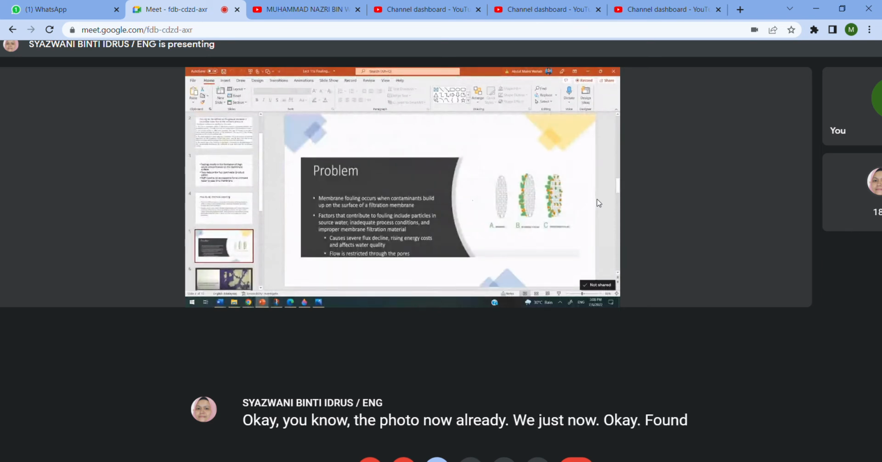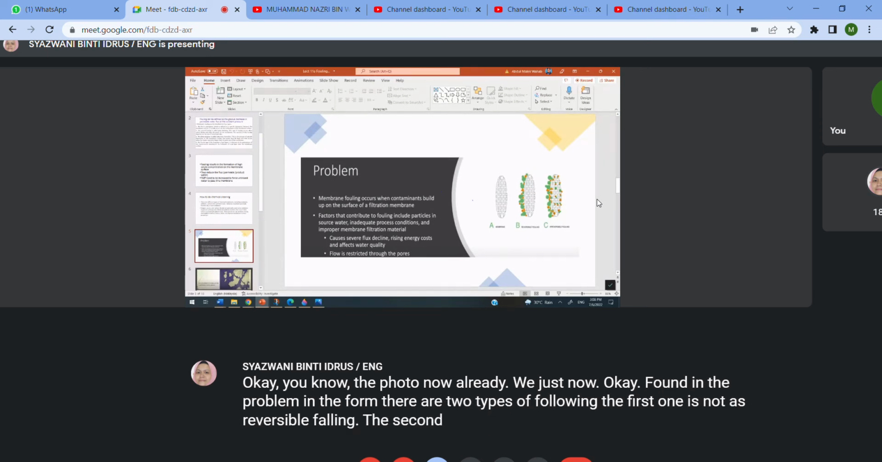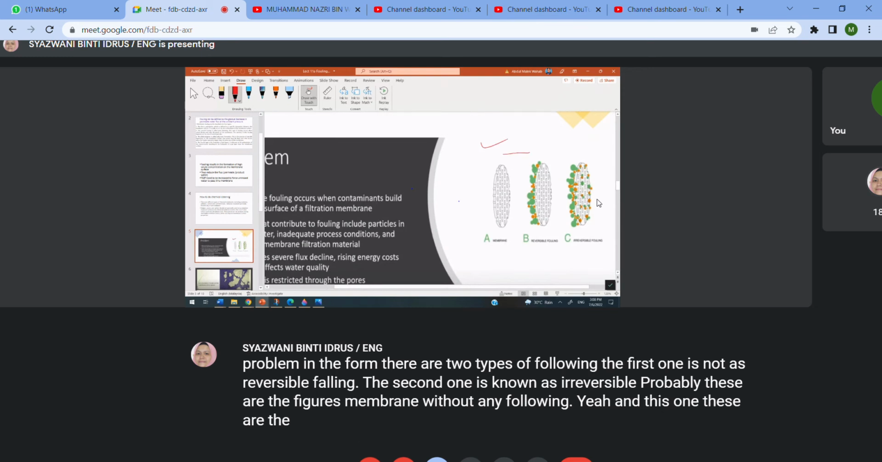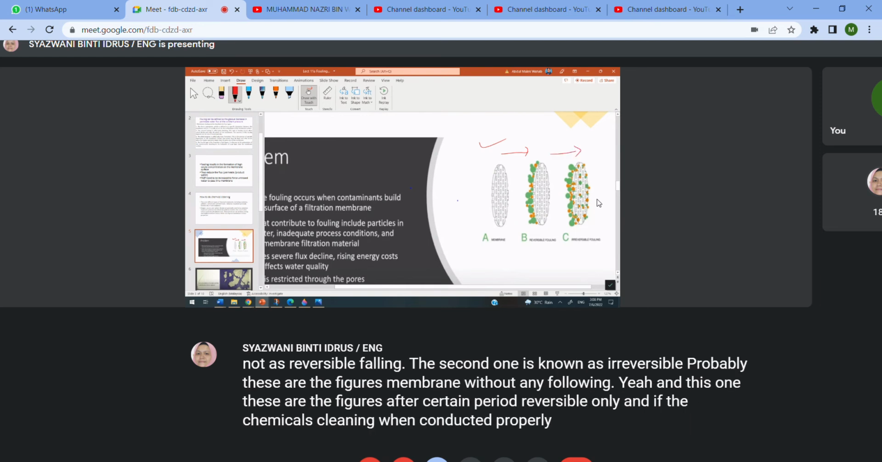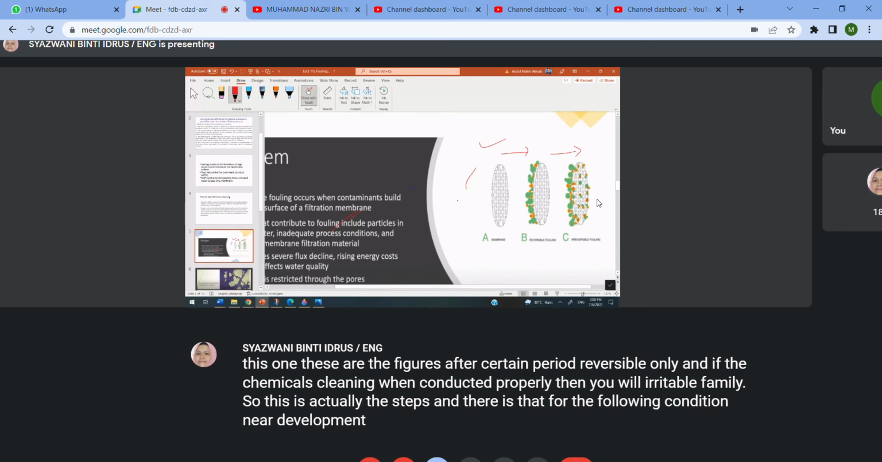Okay, fouling. The problem here in fouling: there are two types of fouling. The first one is known as reversible fouling. The second one is known as irreversible fouling. These are the figures of the membrane without any fouling. These are the figures after a certain period, reversible fouling, and if the chemical cleaning is not conducted properly, then it will develop irreversible fouling. So this is actually the real sequence for the development of the fouling.